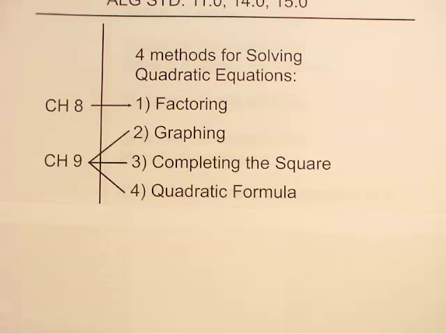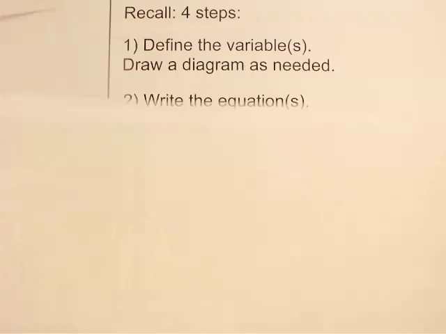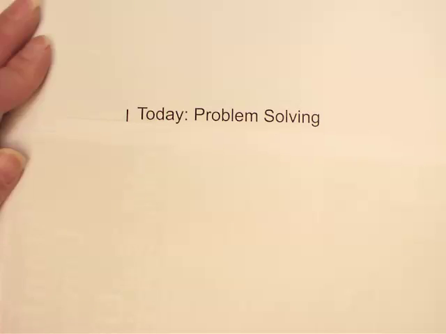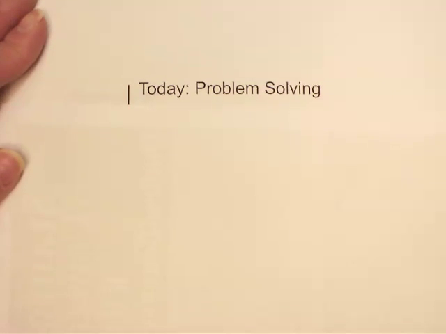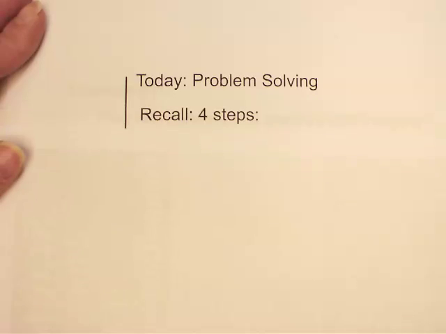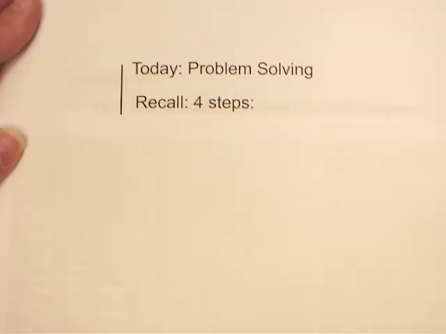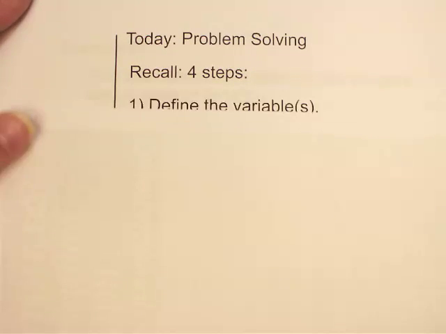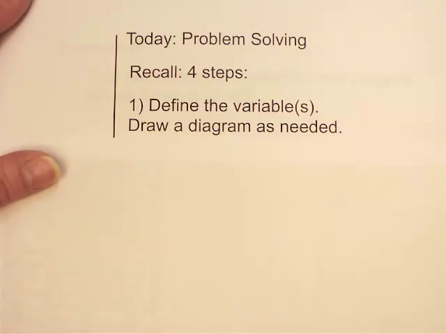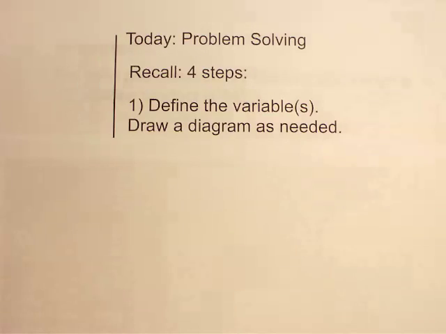We're going to start by reviewing some of our problem-solving methods. As we start problem solving once again, just a quick review of our 4 steps to problem solving. Step 1, first thing is we must define the variable or variables, and draw a diagram as we need to. In some cases we may need a chart or a table, other cases we need to draw the picture so we can see what's going on.